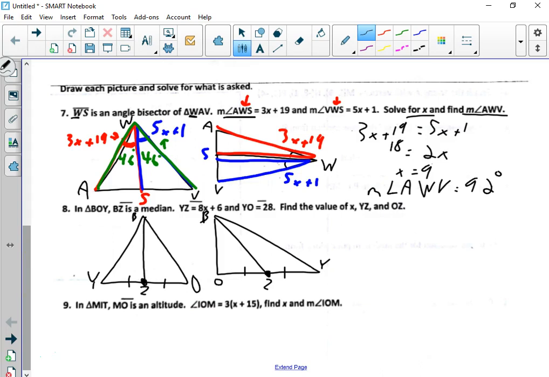Now it says YZ is 8x plus 6. That's this piece right here. So that's 8x plus 6. Now very careful, it says YO is 28. That means the entire distance from here to here is 28. Okay? Well, that means this is also 8x plus 6 because those are equal to each other. So you can either say 8x plus 6 plus 8x plus 6, or you can just say 2 of these equal 28.